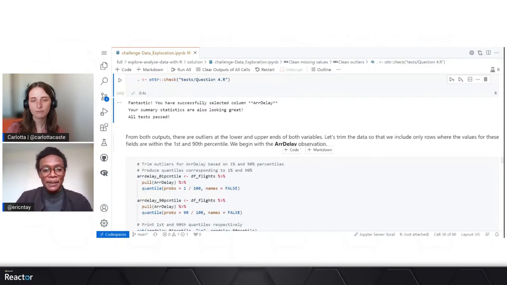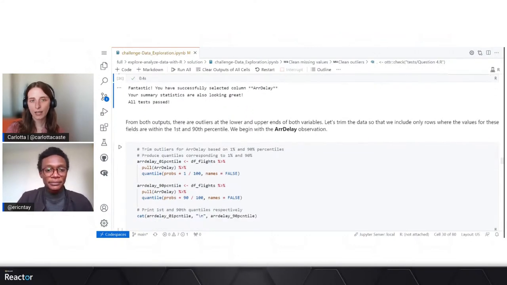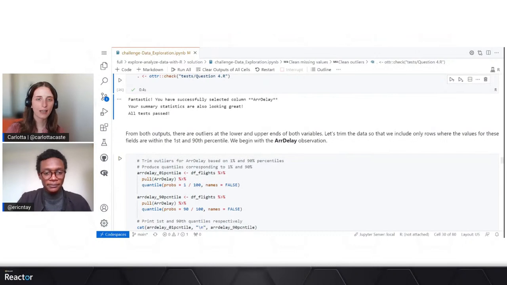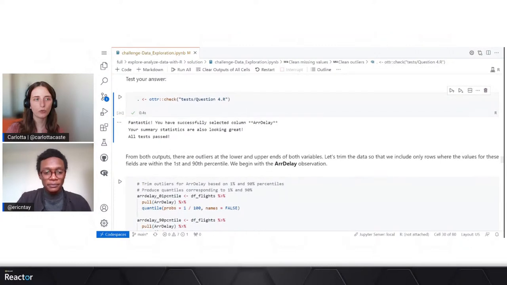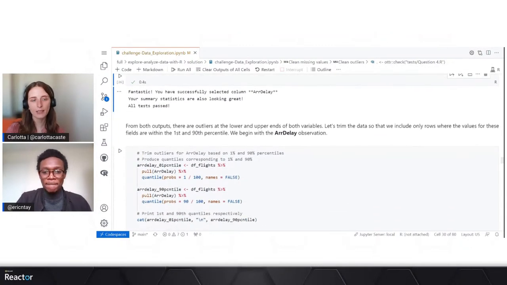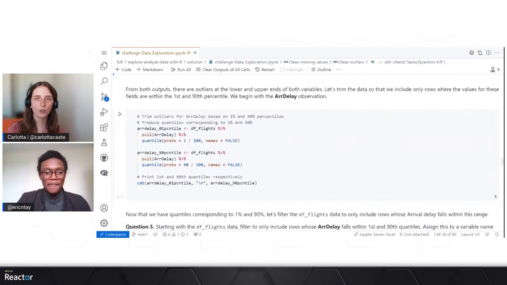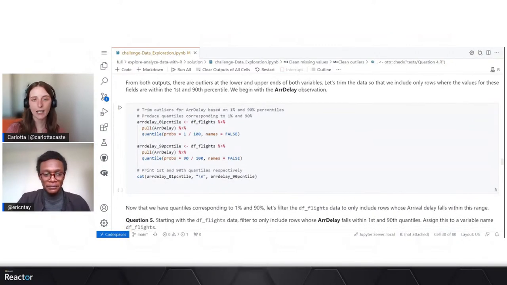So Carlotta, what do you think would be a good way to remove some of these outliers? Yeah, so we spotted outliers for both columns, and an approach to safely remove outliers is to trim the data so that values for our arrival delay and departure delay columns are within the first and 90th percentile, where the first percentile indicates the value below which 1% of the data in the data set is found, while the 90th percentile indicates the value below which 90% of the data is found.